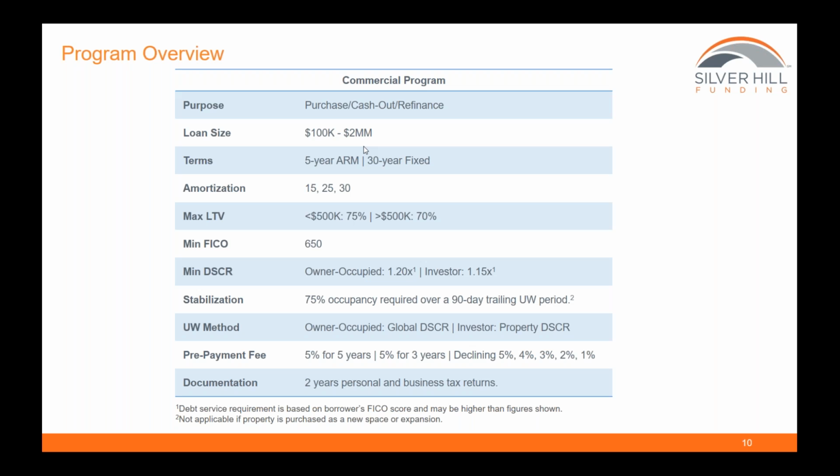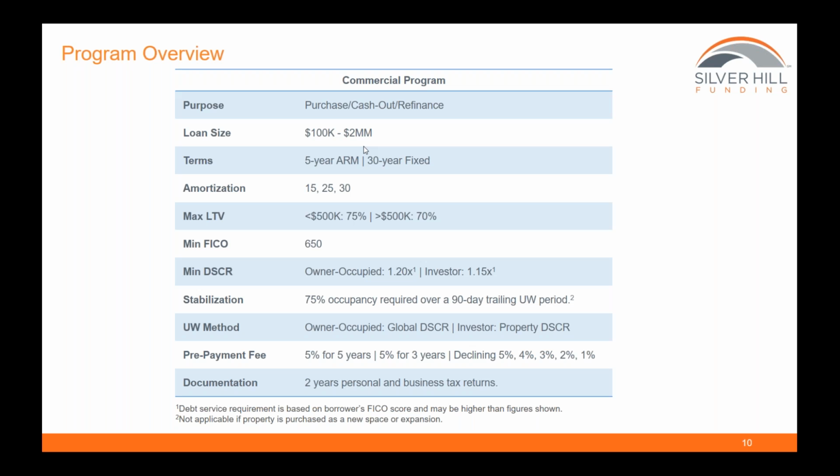As far as max LTV, this is one change that we have made. We will go 75% max on loans under 500,000 and 70% on loans over 500,000. So 500,000 to 2 million, 70% is the cap. We used to go to 80%, but we've changed now, having come back after the whole closure earlier this year.